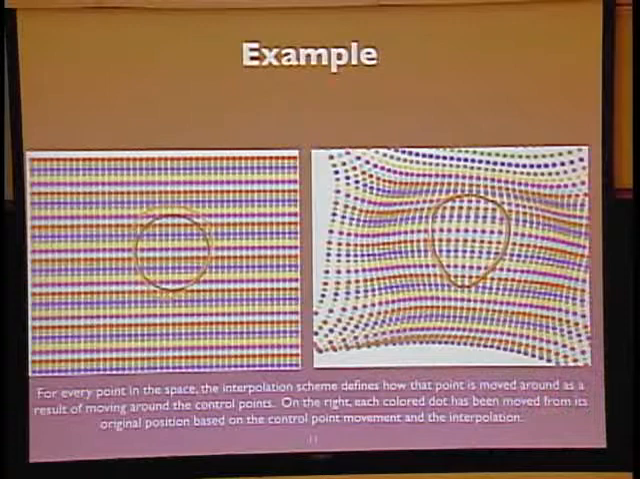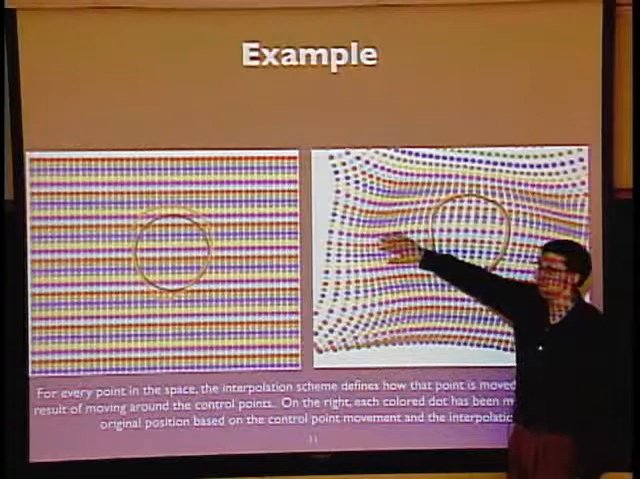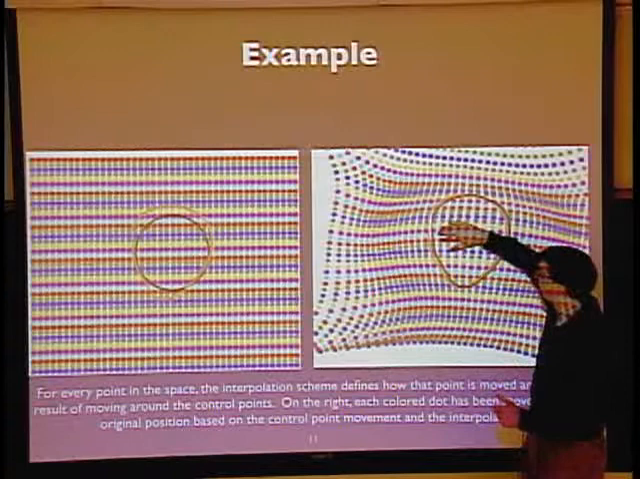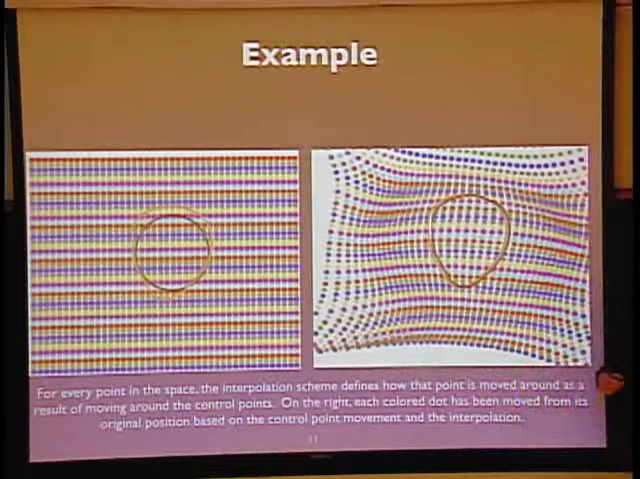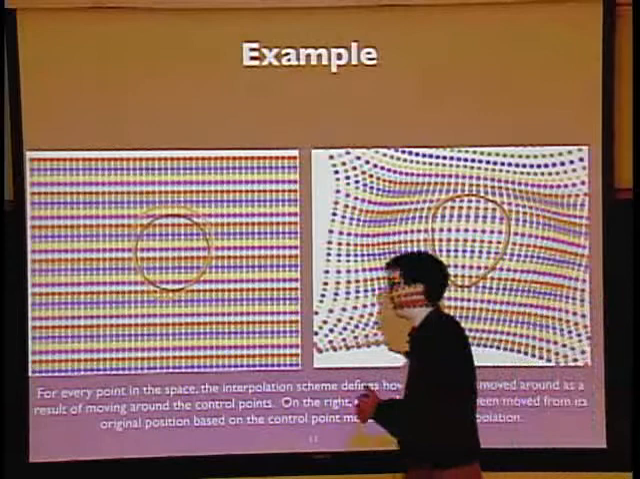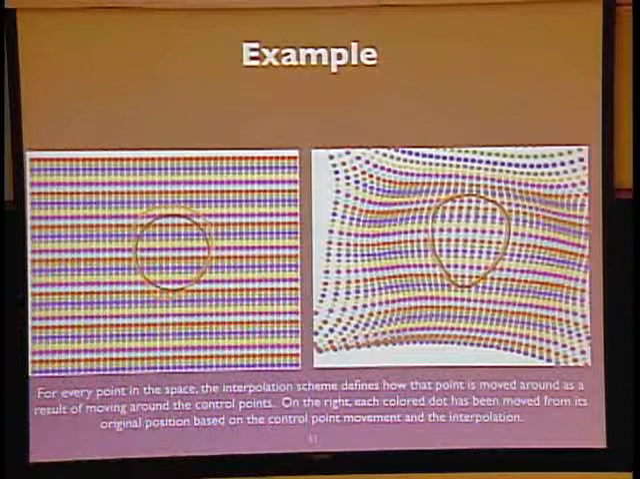Interestingly, the points are still pretty compressed over here, but that's okay, because there is no requirement on our part that anything else happen besides pushing the black circle out so that it fits the brown contour. So this gives you a sense of what control points can do for you. Control points plus an interpolation scheme can take the entire underlying space and transform it in a deformable way. Does this make sense? Any questions?